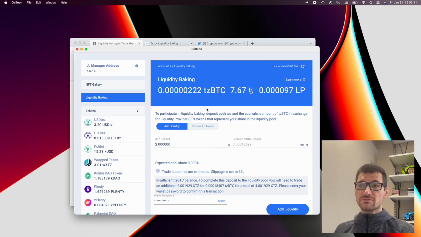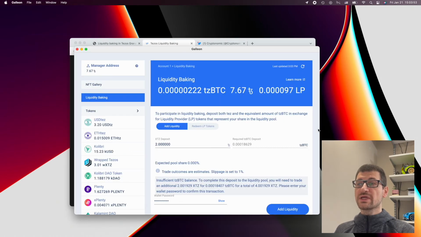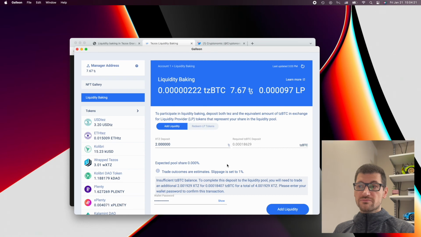Now, why would anyone participate in this? So liquidity baking is a special DEX on Tezos. It currently yields, let's call it 60% APY. How does that work? What happens is every block, which is currently 30 seconds on Tezos, a small amount of Tezos is deposited directly into the pool as rewards to the people who provide BTC XTZ liquidity. And currently, if you take the annualized rewards and the current balance in the pool, which is 15 million, almost 60 million, it will yield 60%.